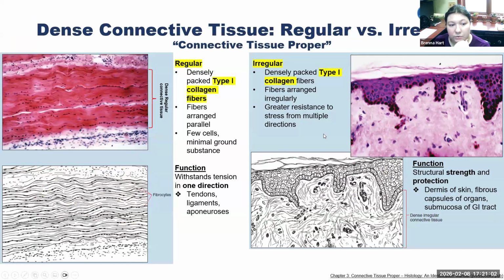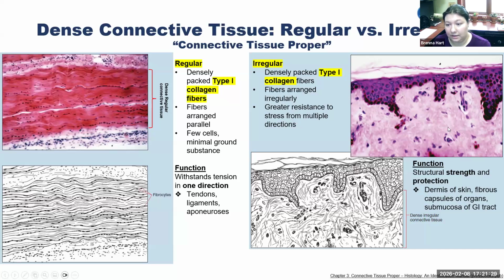And then we have dense connective tissue. You can have regular dense connective tissue or irregular dense connective tissue. Both are going to be type 1 collagen and both are densely packed. It's just differing on how they're packed. So for regular, all these fibers are arranged in one parallel orientation. And this makes it really, really good for withstanding tension in that one direction. So you see these in tendons and ligaments and aponeuroses.